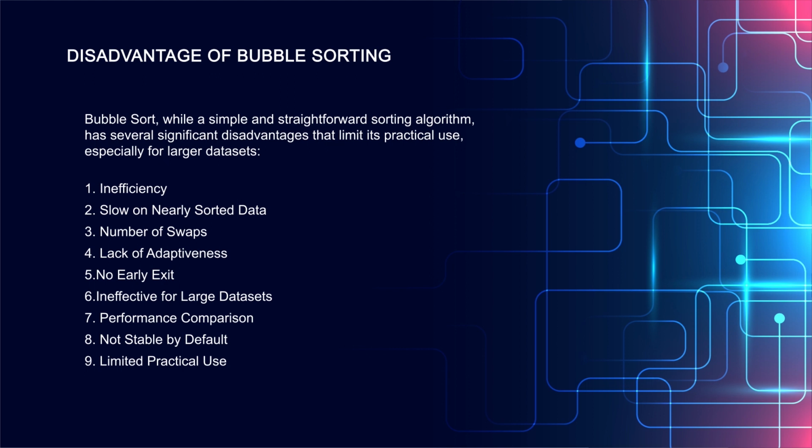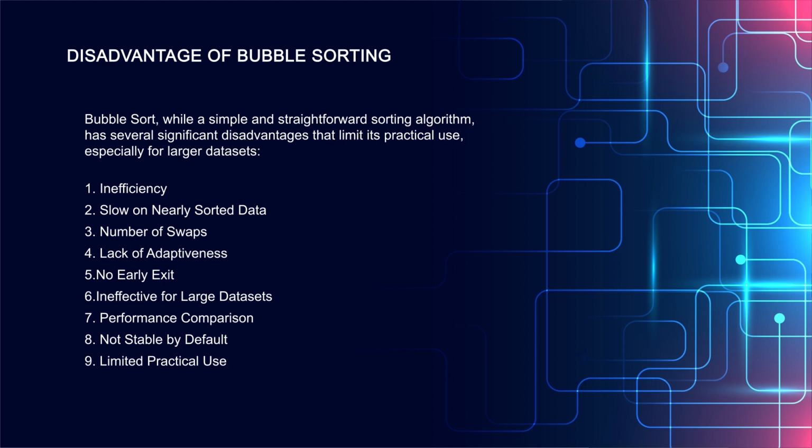The next disadvantage is the number of swaps. Bubble sort requires a relatively large number of swaps to sort the elements. Swapping elements in an array can be computationally expensive, especially in languages that require copying or moving large chunks of memory. Next disadvantage is lack of adaptiveness. Bubble sort does not adapt to the input data's properties; it simply performs the same number of comparisons and swaps regardless of whether the data is already partially sorted or not.